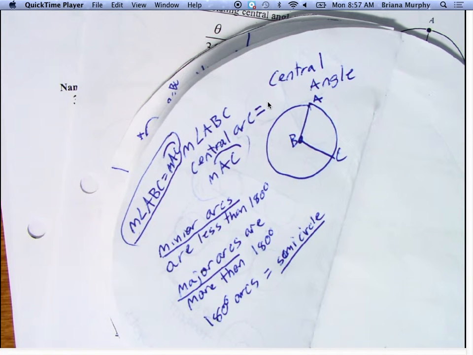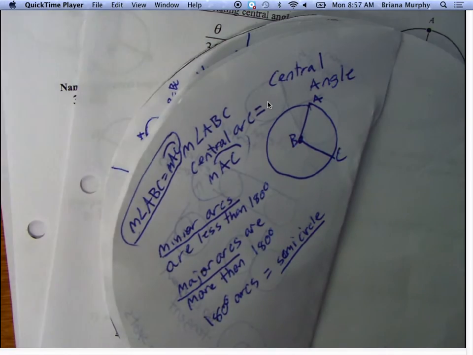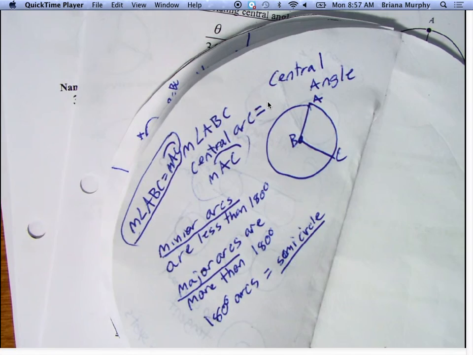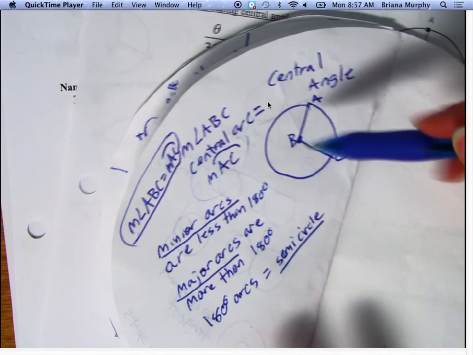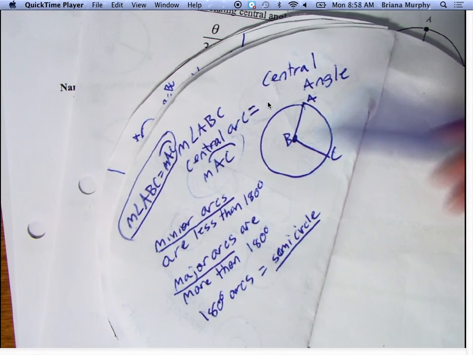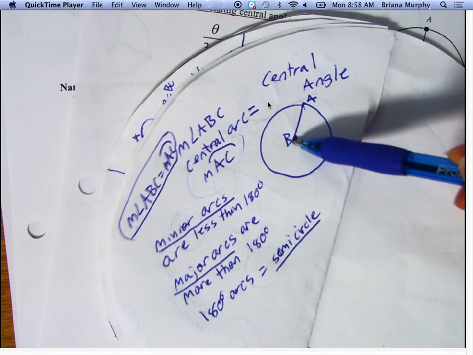Circle book. Remember, you can use this for tests and quizzes. So you want to have this information down. A central angle goes through the center. B is the center, so it has to be included. So a central angle would be ABC.